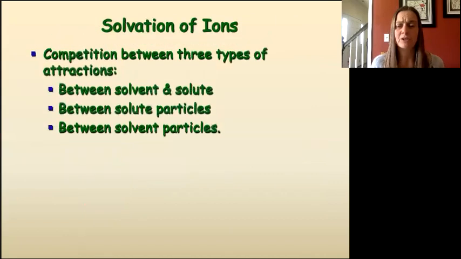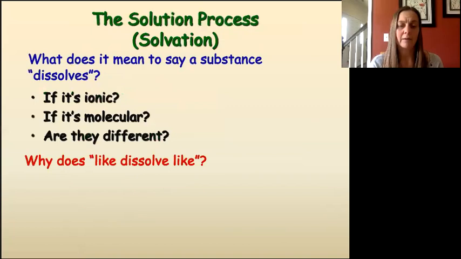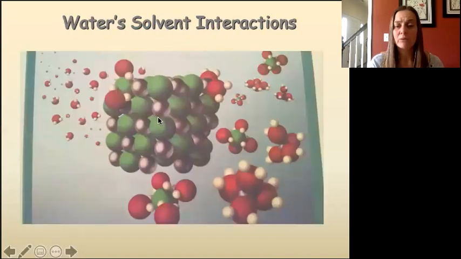So when we talk about solvation of ions, or the dissolving of ionic compounds, we really have a competition between three kinds of attractions. So we have this attraction that I just talked about between the solvent and the solute. This is that attraction between the chloride ion and the water molecules, between the sodium ion and the water molecules. But at the same time, they're fighting the attraction of the solute for itself, the attraction of the chloride ion for the sodium ion. We're also fighting the attraction of the solvent for itself, of the water molecules for the other water molecules.